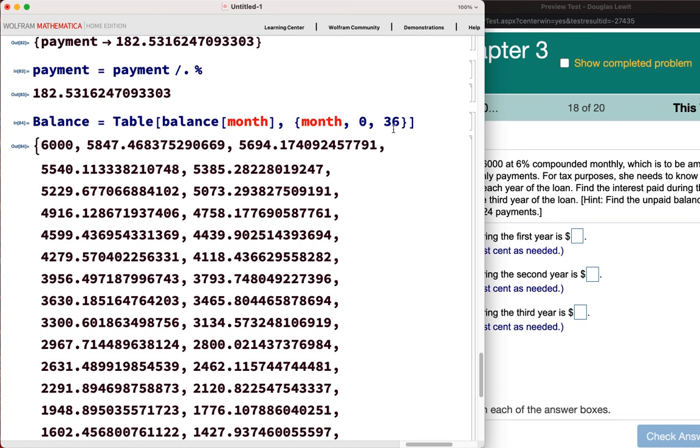So this is actually 37 numbers. If we go from 0 to 36, that's 0, 1, 2, 3, 4, 5, etc. That's actually 37 integers. I hope everyone sees that. Remember, guys, 0 to 36 is really 37 integers.